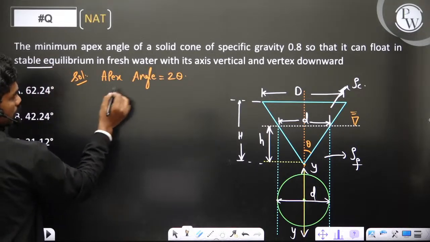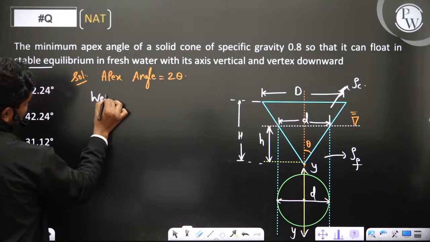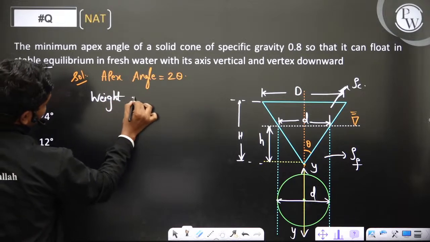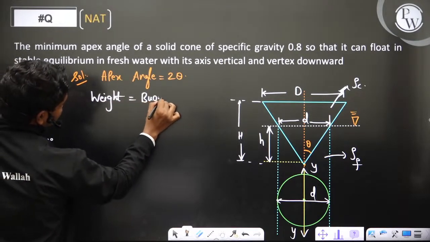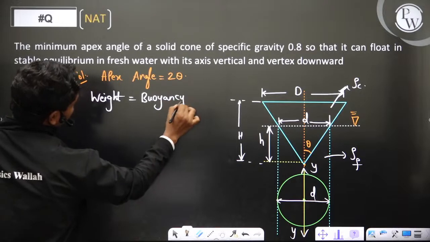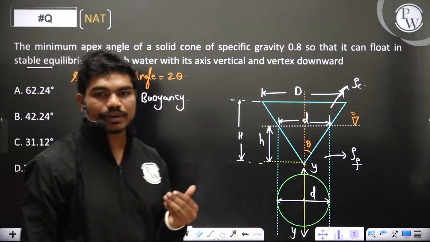So now weight should balance the buoyancy force. First of all, this should definitely happen, yes or no? Because if the cone is floating, whatever is the weight of the cone, that should definitely be balanced by the buoyancy.